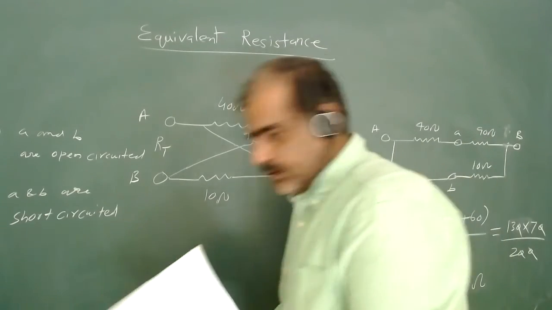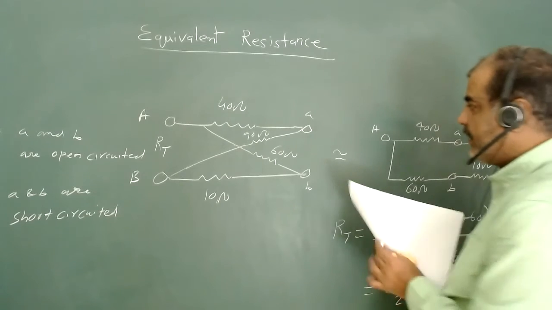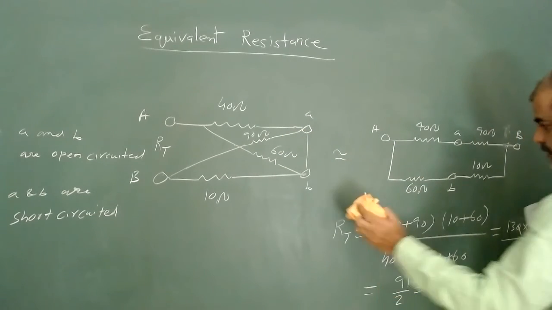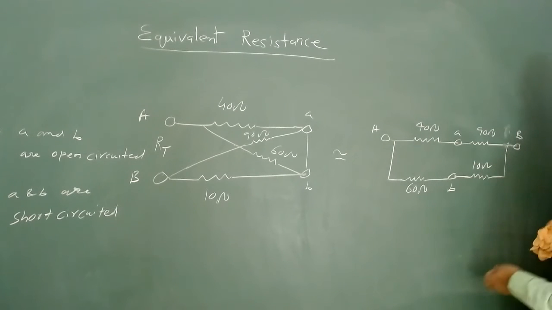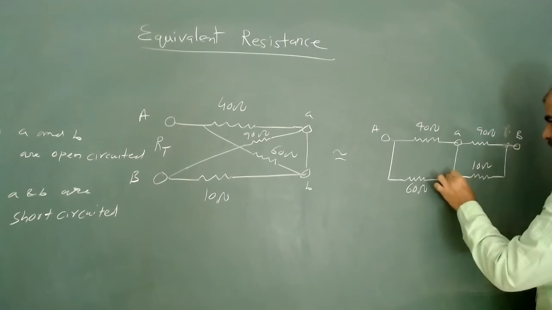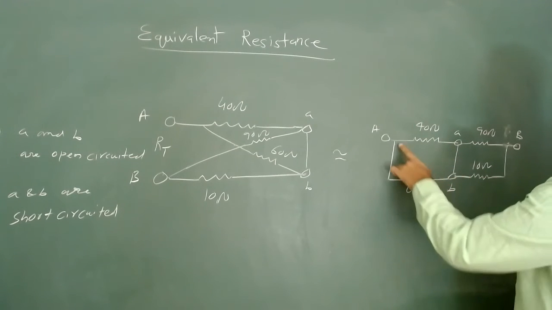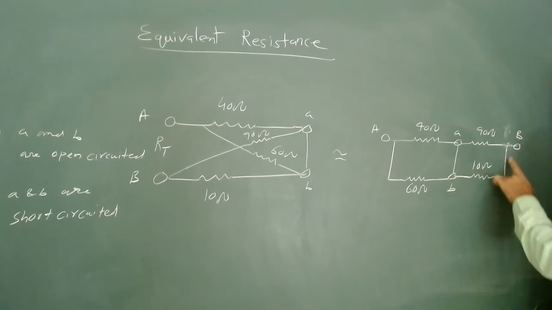Now we'll see the second case, when A and B are short circuited. I will use the same equivalent resistance. Now I'm short circuiting this A and B. So what will happen? Now these two resistances become parallel, and similarly these two resistances also become parallel.